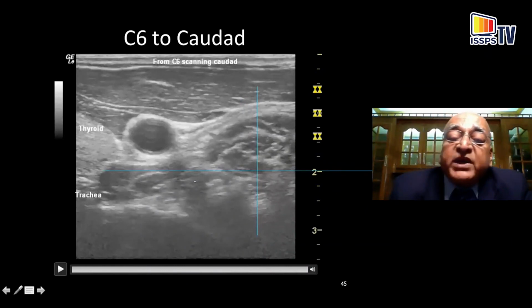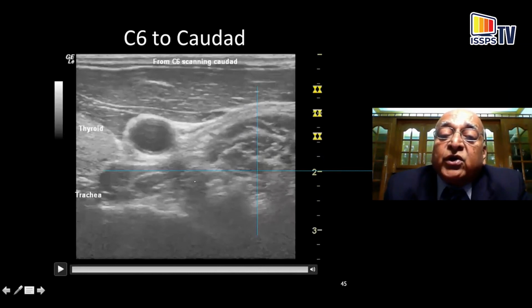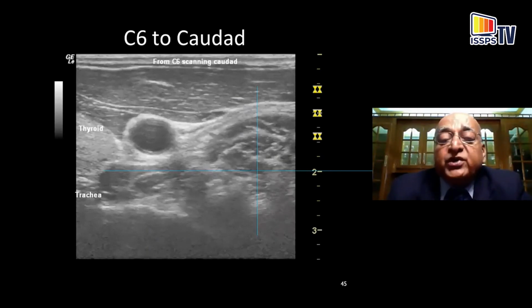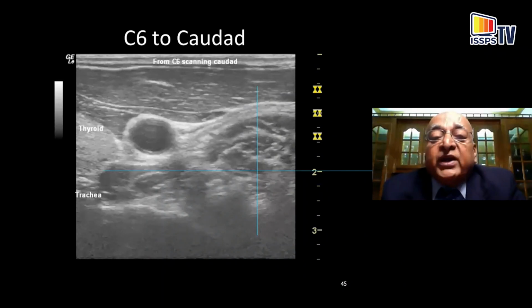This would be a much better target for your stellate ganglion block because you don't have major vessels here, but you must remember that the vertebral artery is much more in the open here, and you want to make sure that you identify that before you do any injections at this level.